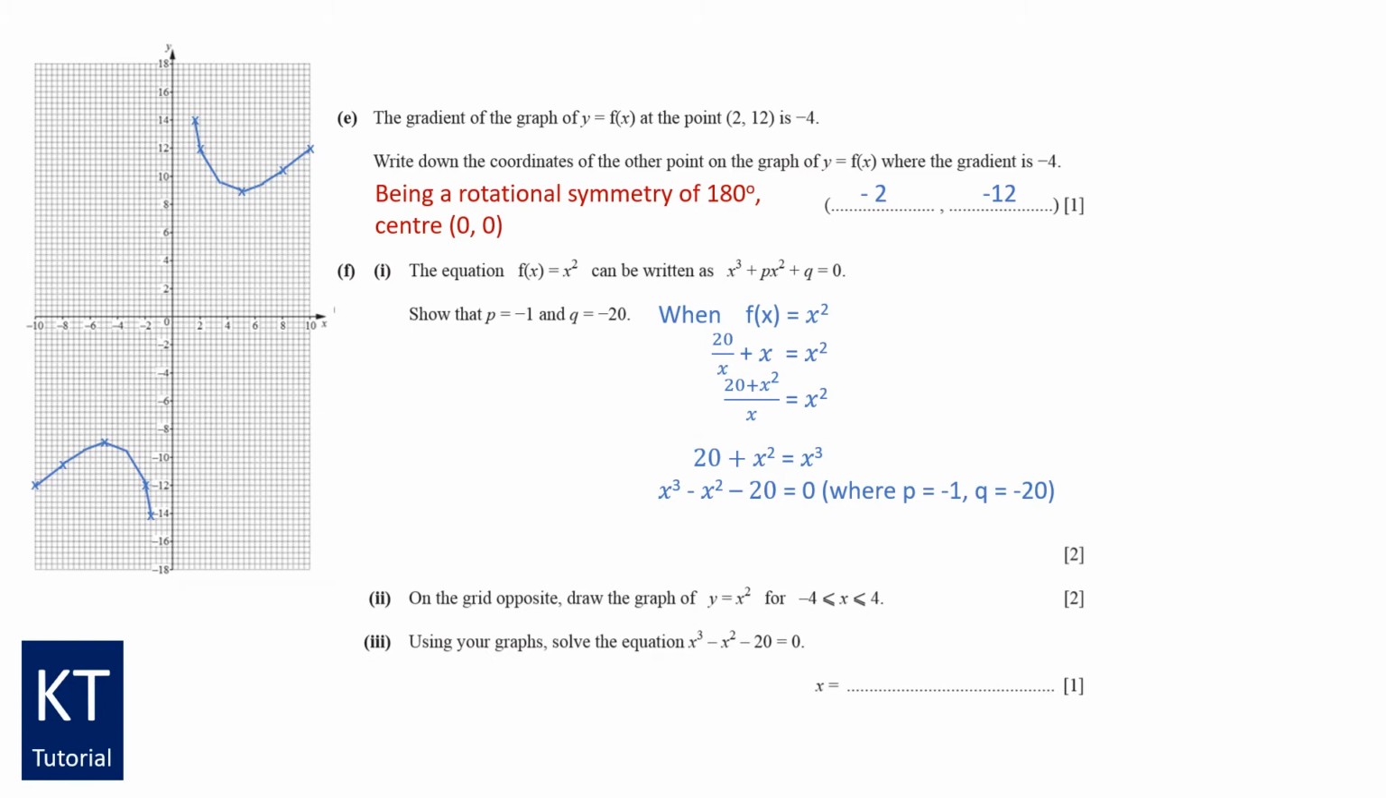Next, on the grid opposite, draw the graph of y equals x squared. This is the added plot on the diagram. Next, use your graph and solve the equation x cubed minus x squared minus 20 equals 0. This is purely the value of x at the intersection of the two curves.